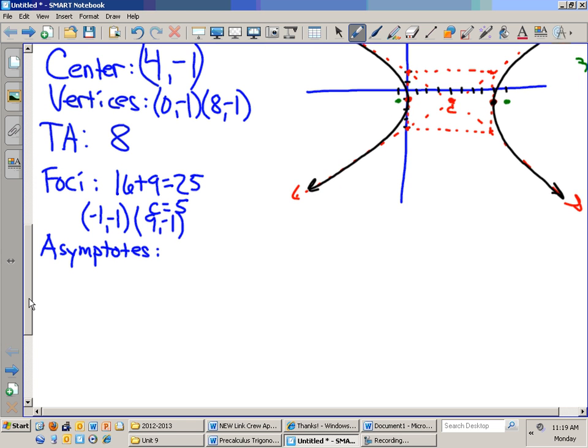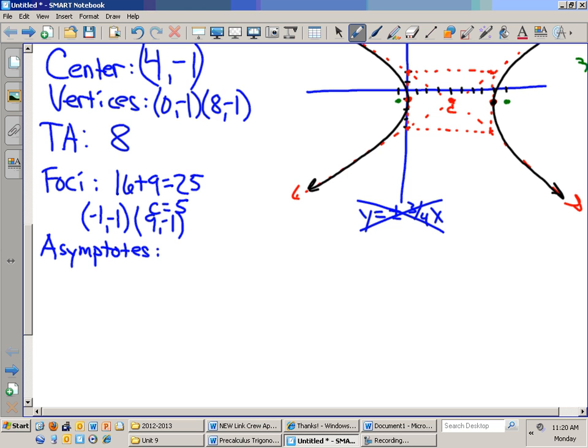This was confusing to everybody during the course of second hour. They wanted to just list the asymptotes right away as y equals plus or minus 3 over 4x, because 3 was my rise and 4 is my run. But this is not correct. If those are my lines, what's the y-intercept of that line? 0. Do either of these lines pass through 0, 0? No, they don't. Because our center is moved, the equations for the asymptotes need to have a y-intercept.